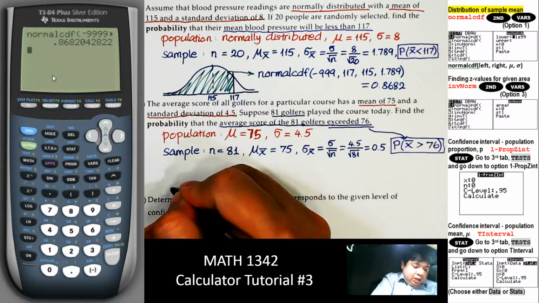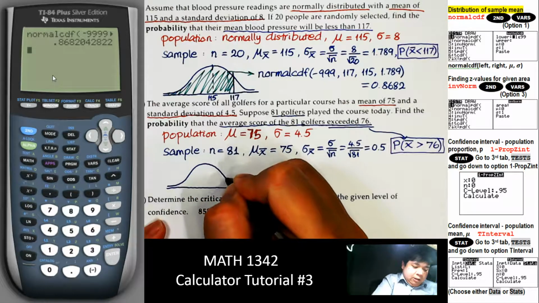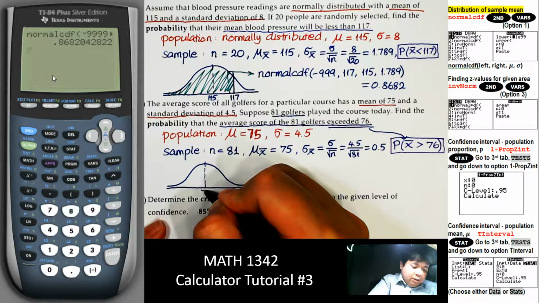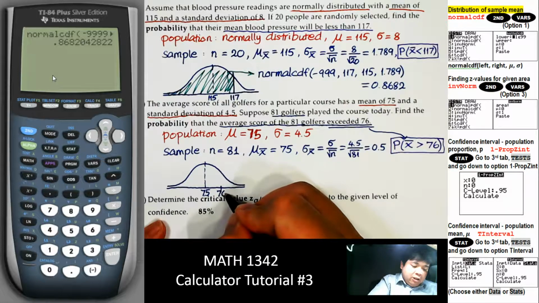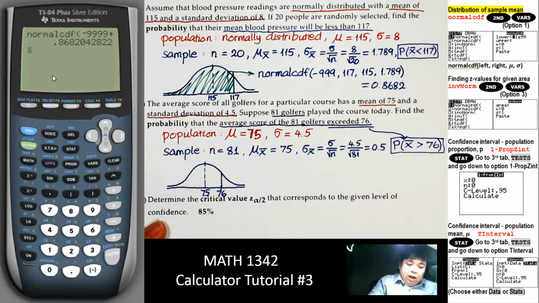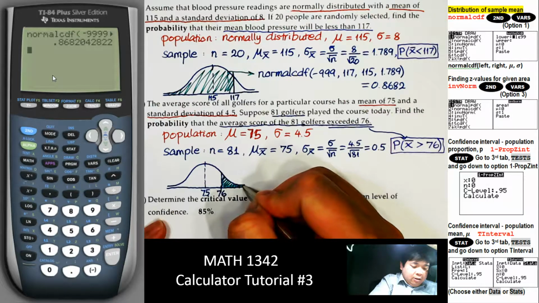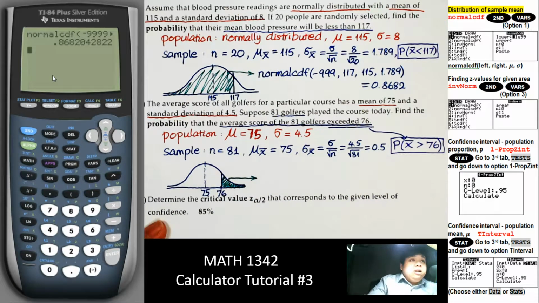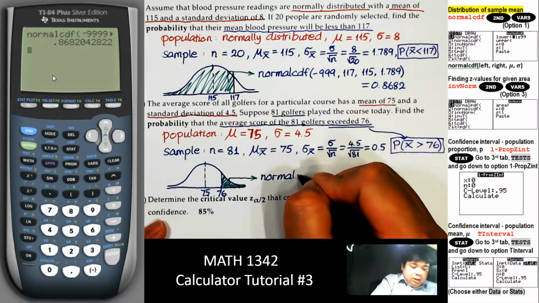Right. So we draw the curve. The mean is 75. So 76 will be on this side, and we want greater than 76, which will be on this tail. And the probability will be the area of that, given by normal CDF.